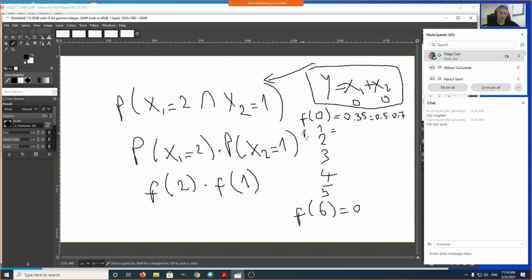What about f1? How would you compute f1? What is the probability that y is equal to 1? There will be two cases, just like that, different outcomes.